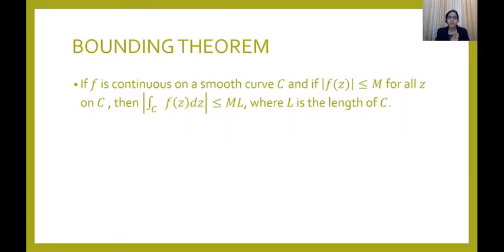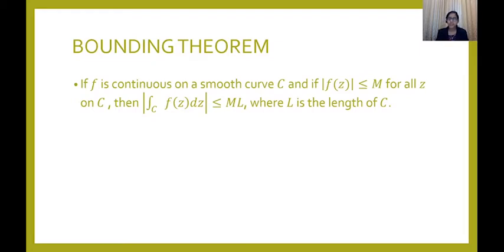It's called the bounding theorem, or sometimes the ML inequality. Let's see. If f is continuous on a smooth curve C, and if modulus of f(z) is less than or equal to capital M for every z on the contour C, then modulus of the integral over C of f(z) dz will be less than or equal to ML, where L is the length of the curve.